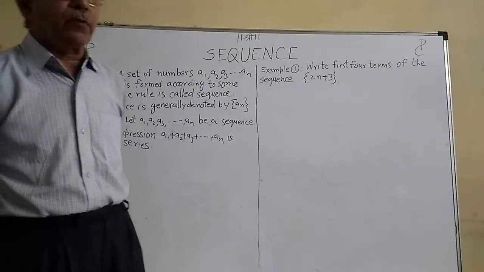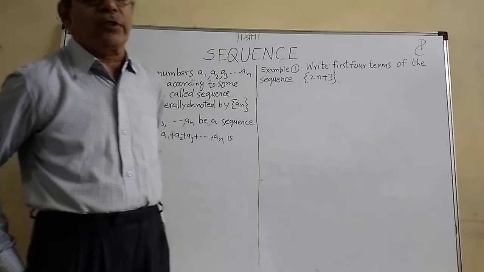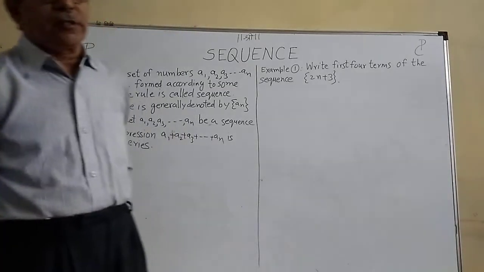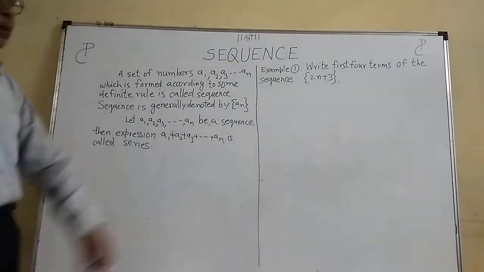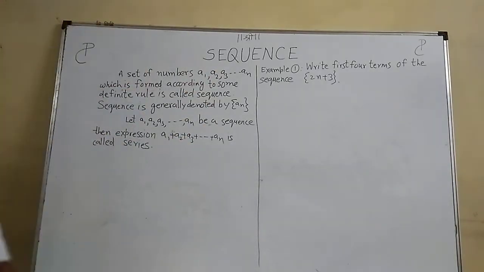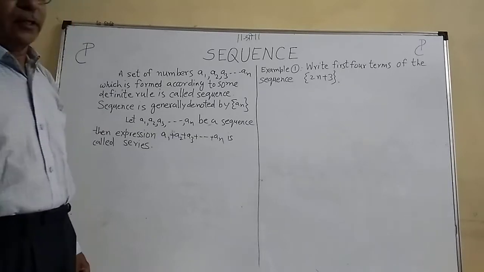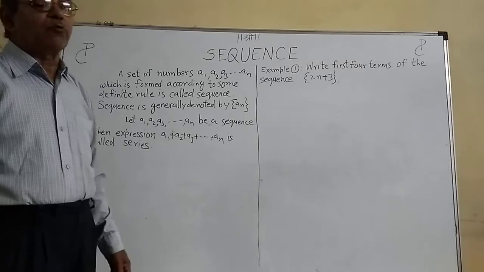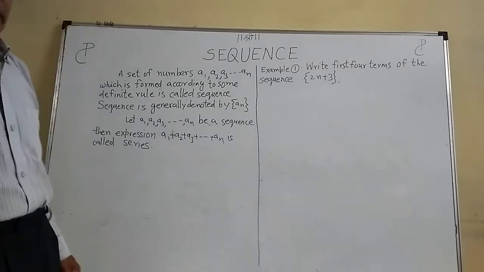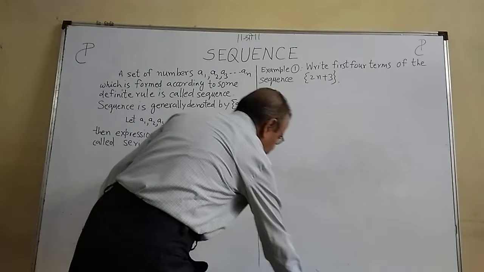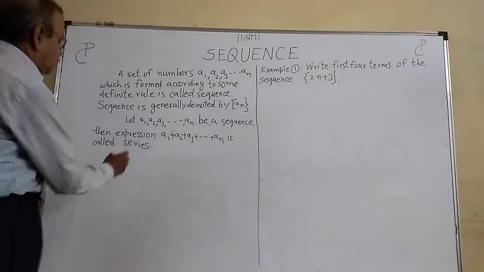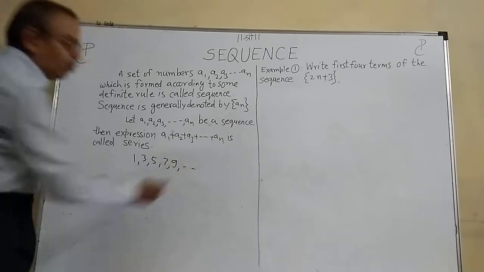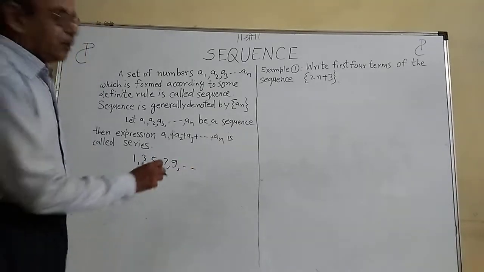This is the first step of the arithmetic progression and geometric progression. What is a sequence? A sequence is a list of numbers. Here we take a1, a2, a3 up to an, the nth term, which is formed according to some definite rules, and it is called a sequence. Suppose we take the numbers 1, 3, 5, 7, 9 and so on.